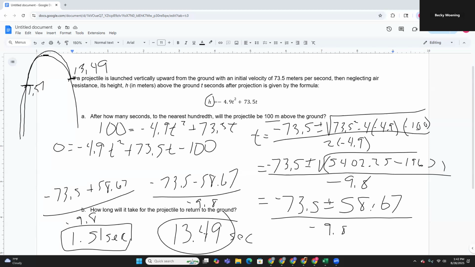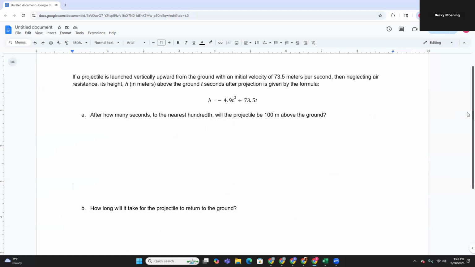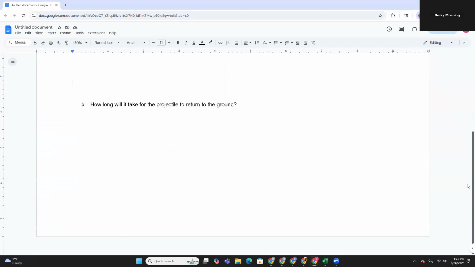Right, so that's part A. Pretty gnarly, but it works. All right, so now let's get to part B. Let's clear my drawings, and we'll move down so we can see this a little bit. How long will it take for the projectile to return to the ground? Now let's just recall, here's my equation, negative 4.9 t squared plus 73.5 t.